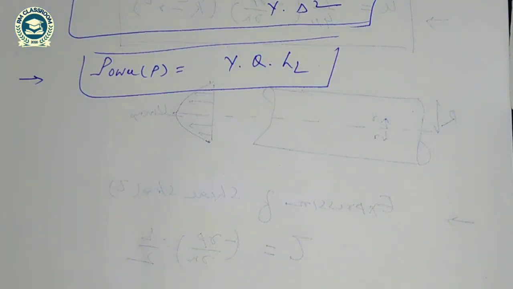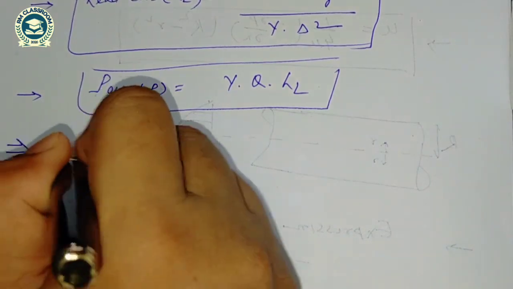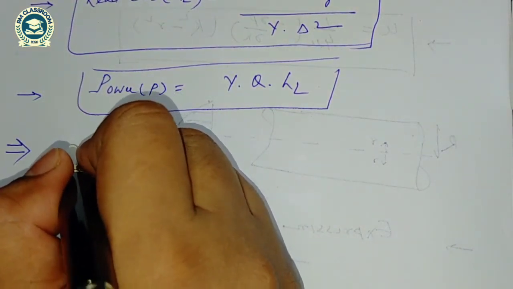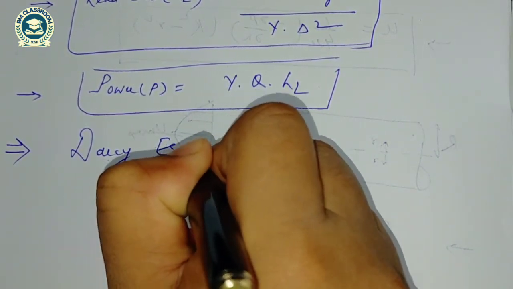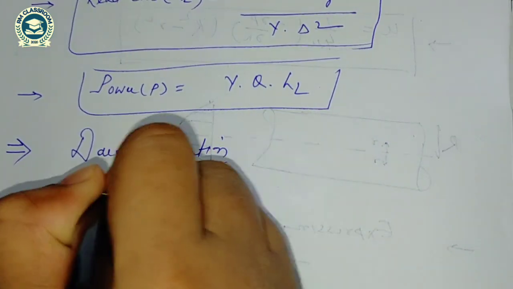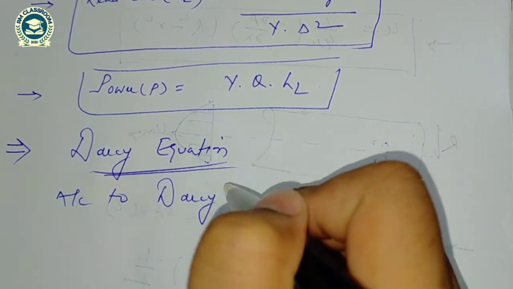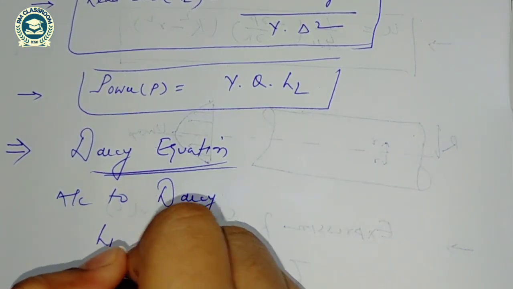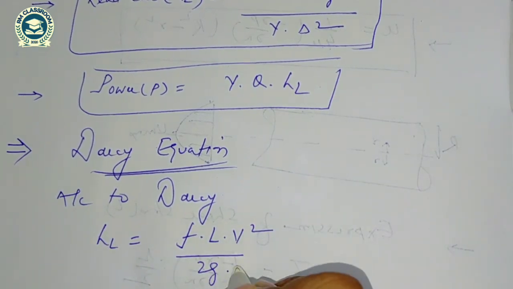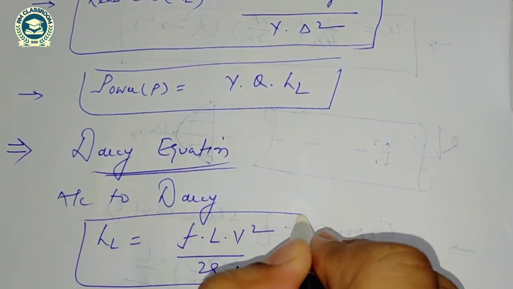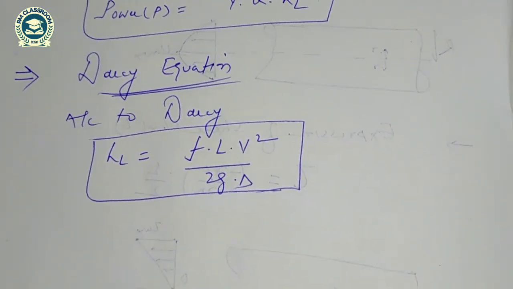Briefly, I will discuss what is the Darcy equation. In more detail, I will discuss it in the pipe flow. So according to Darcy, head loss is equal to F into L V square divided by 2 into G into D, applied in laminar as well as turbulent flow.